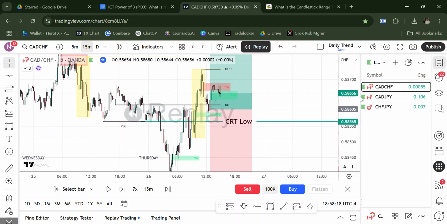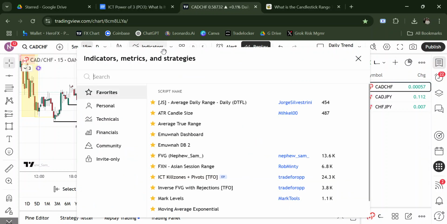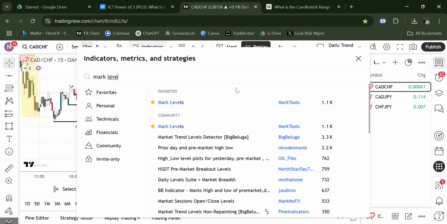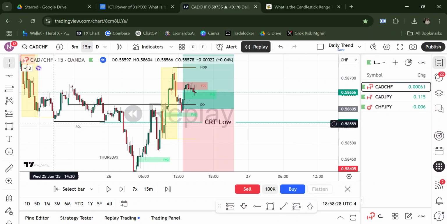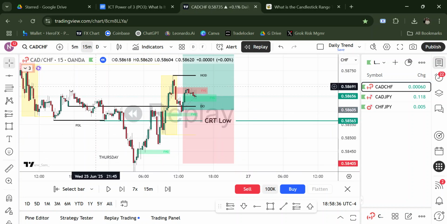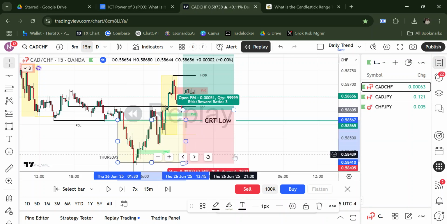This indicator is called mark levels. You go to indicators on TradingView, type in mark levels by mark tools. It'll label all that stuff for you. Or just go to TradingView, type in prior day low, prior day high. It'll pop up. Okay, but you see here, the prior day high and low is our accumulation. This right here is manipulation. Where this box is right here, we're calling that manipulation.